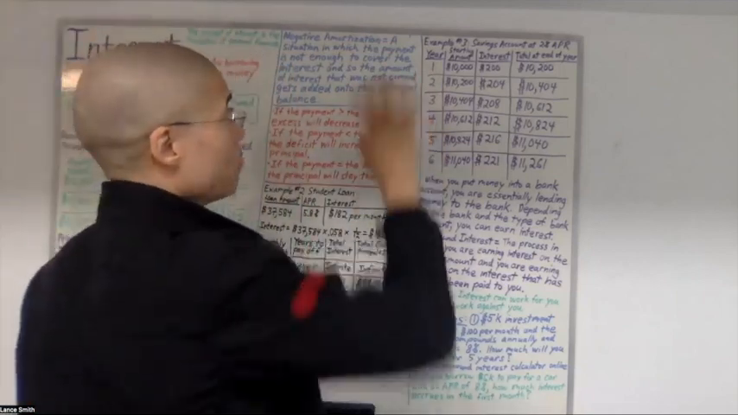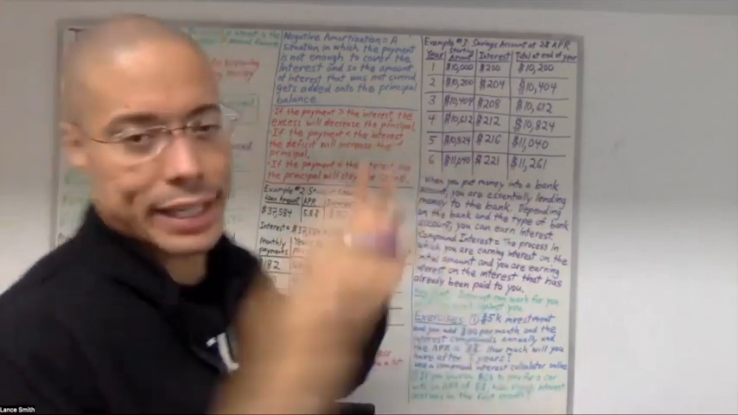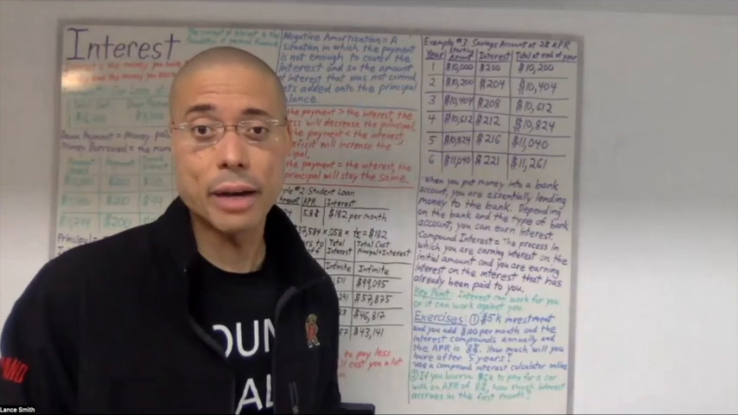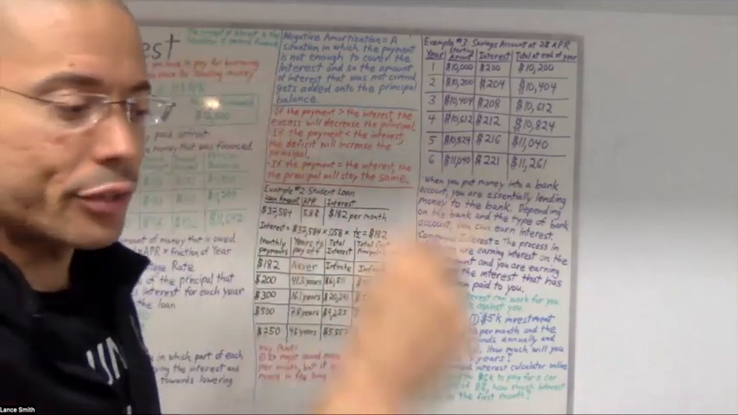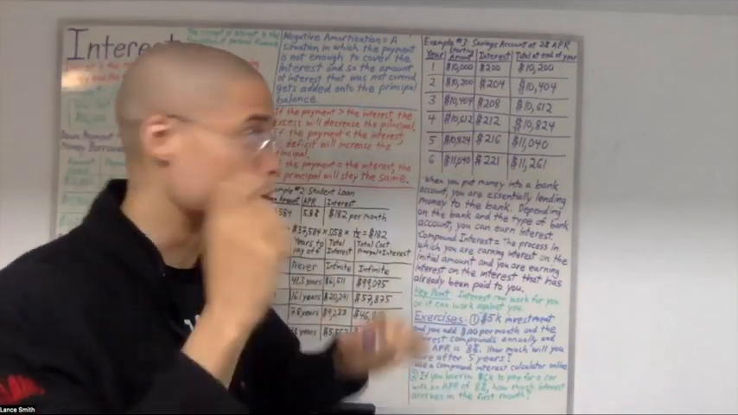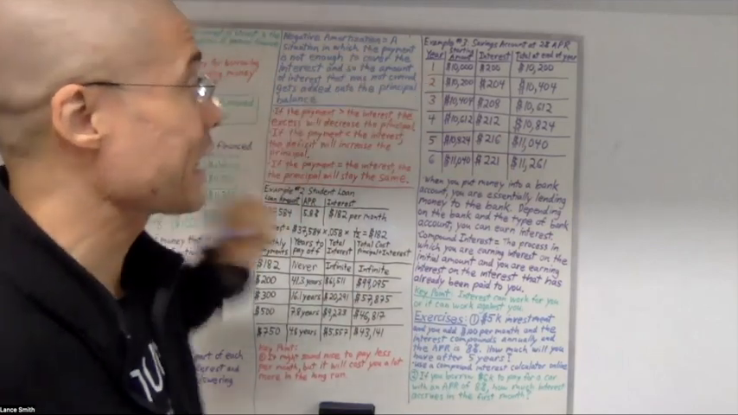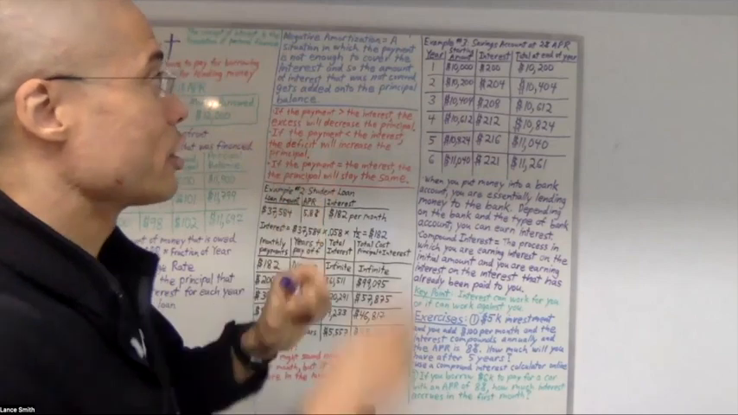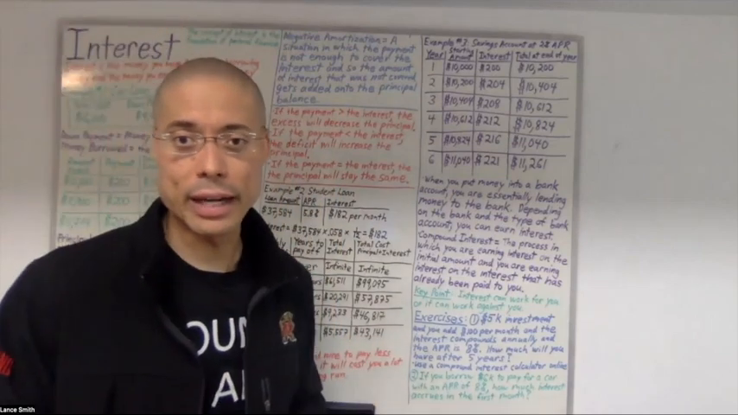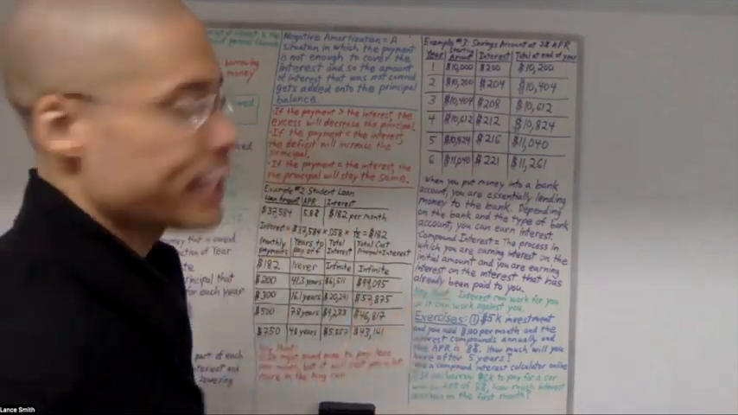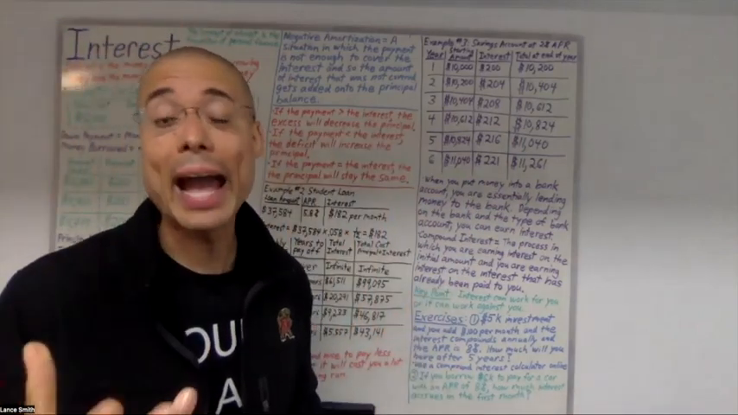And let's say that, just to keep the numbers really simple, $10,000 is the amount that you deposit into the savings account. All right. So you deposit $10,000 into a savings account that pays 2% APR, annual percentage rate. So at the end of the first year, how much money will you have in that account?